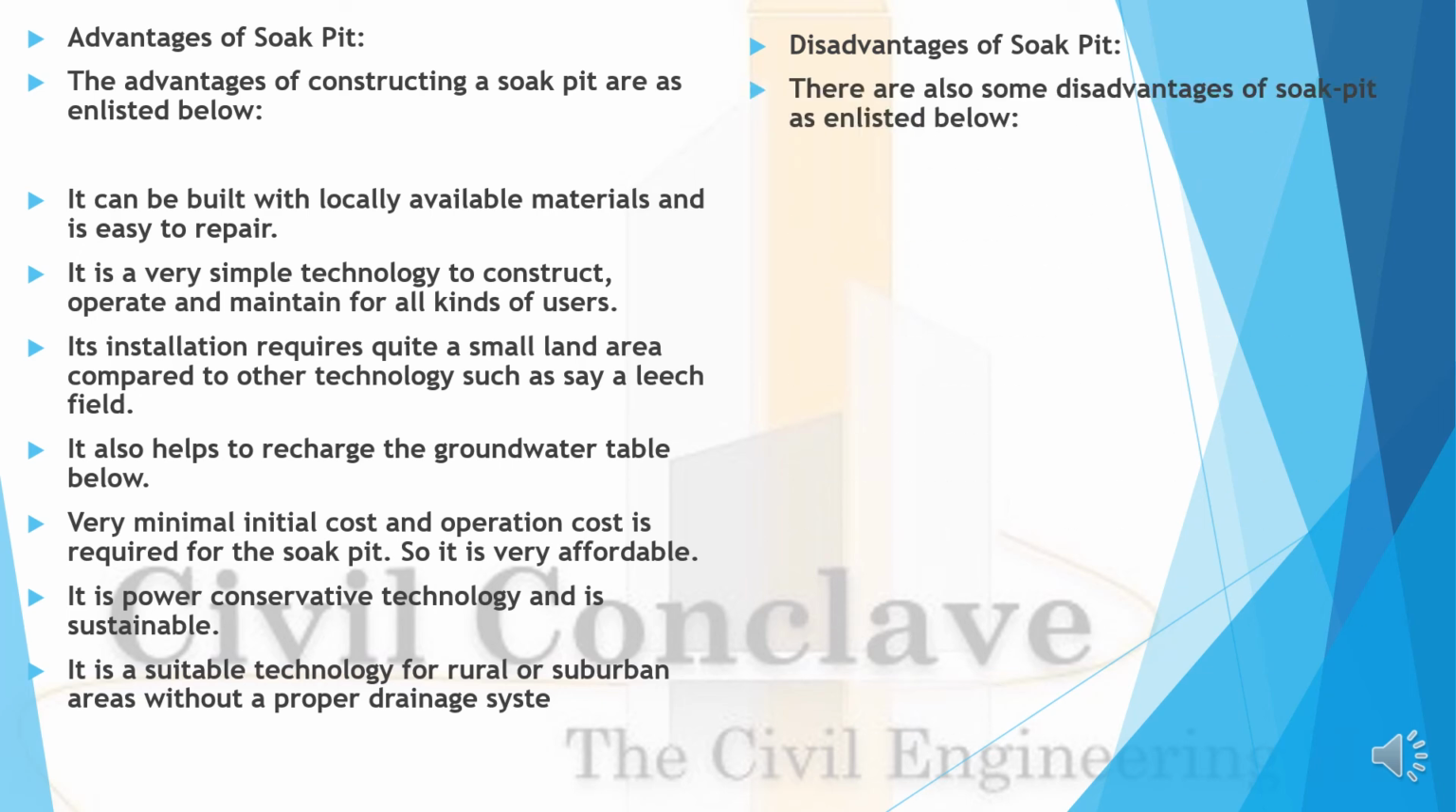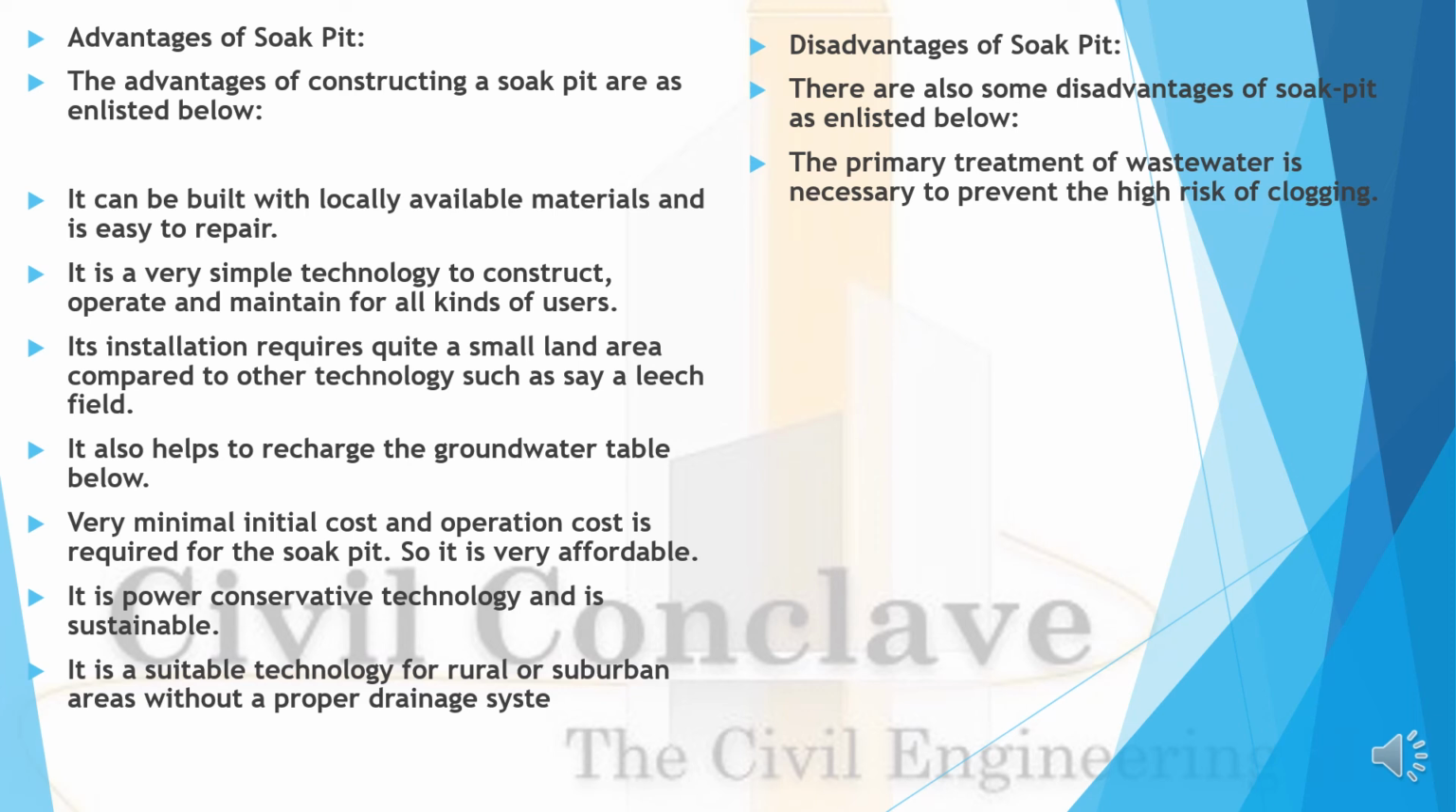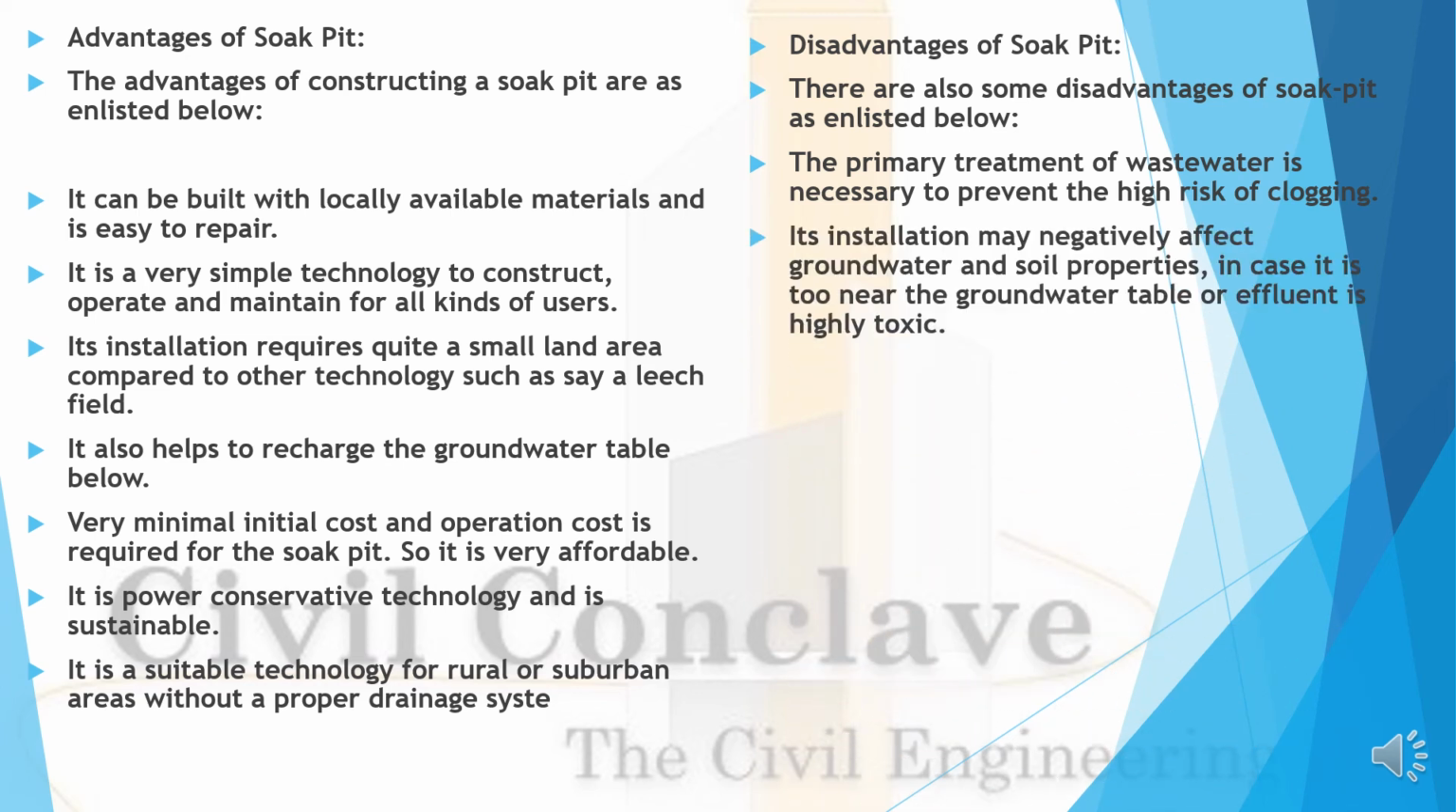Disadvantages of the soak pit. There are also some disadvantages. Primary treatment of wastewater is necessary to prevent the high risk of clogging. Its installation may have a negative impact on the groundwater and soil properties if it is near the groundwater table or the effluent is highly toxic.